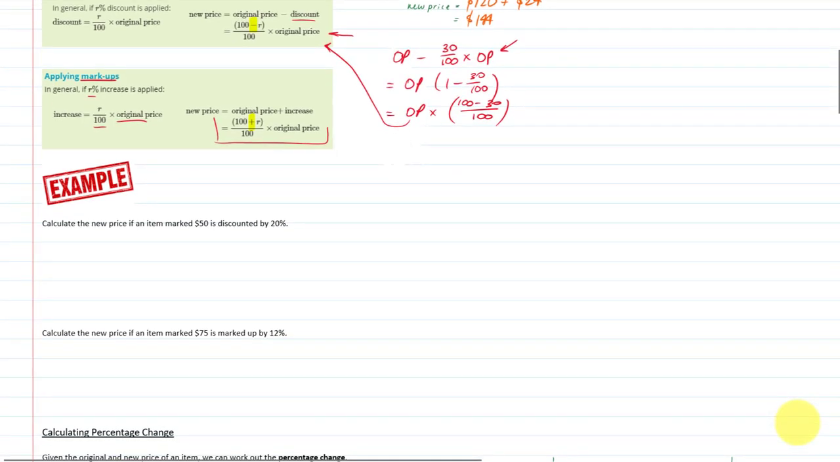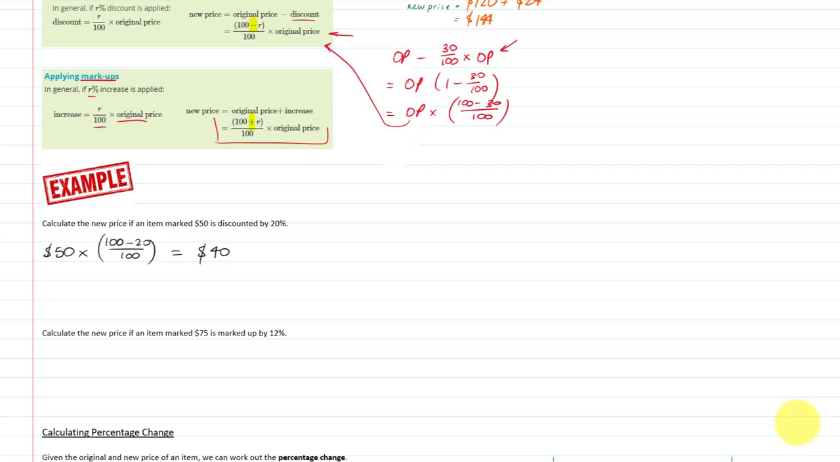So let's have a look at a couple of quick examples. Calculate the new price if an item marked at $50 is discounted by 20%. So I'm going to use the formulas in this case. The original price is $50. We're discounting by 20%, so we have 100% minus 20% over 100. And if we pump that into a calculator, we get $40. And it's worth just practicing putting that in a calculator.